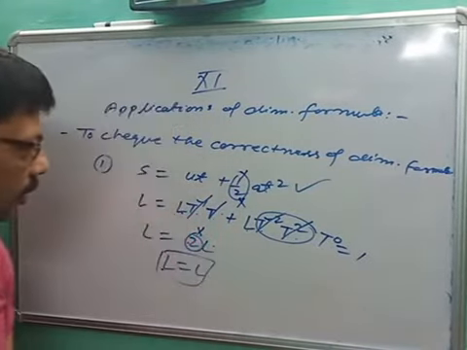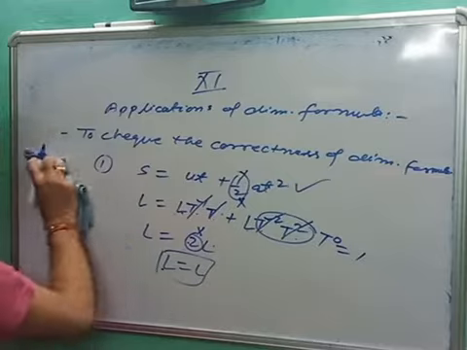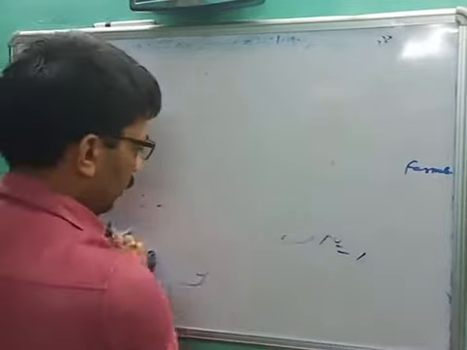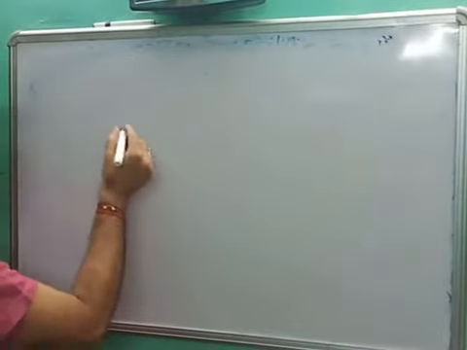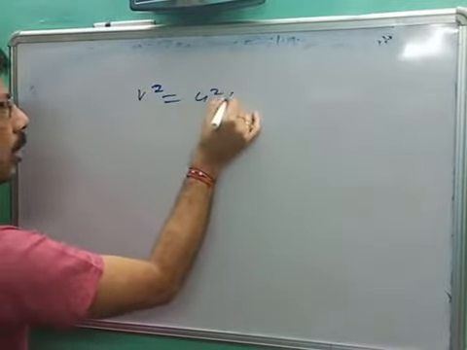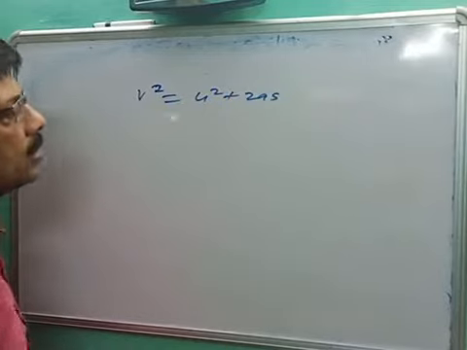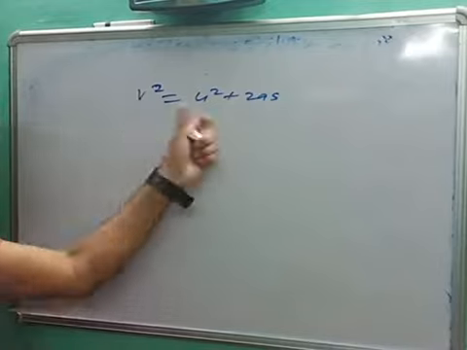Some more questions are here. Note down these points. Some more questions we can check. Let's suppose you are given V square is equal to U square plus 2S. This is also an equation of motion which is taught in class 9th. Again you can check it.